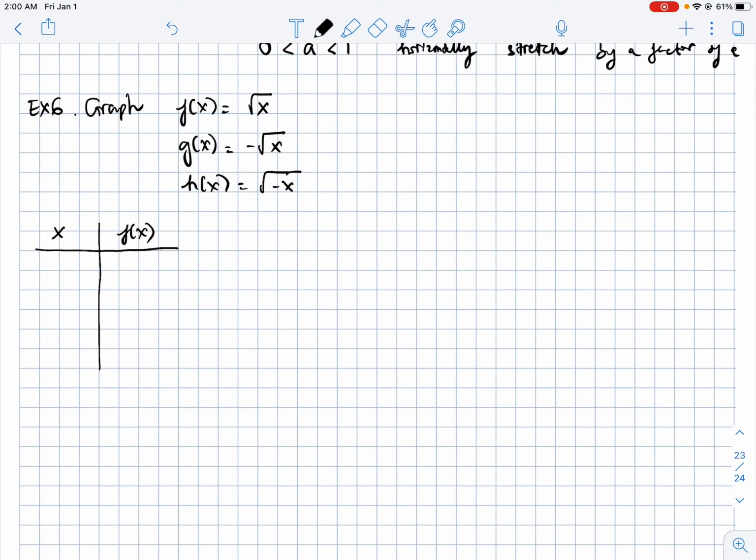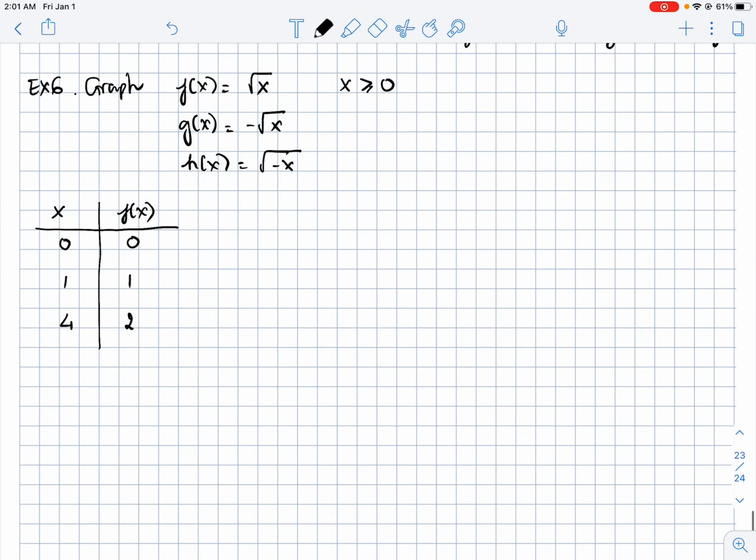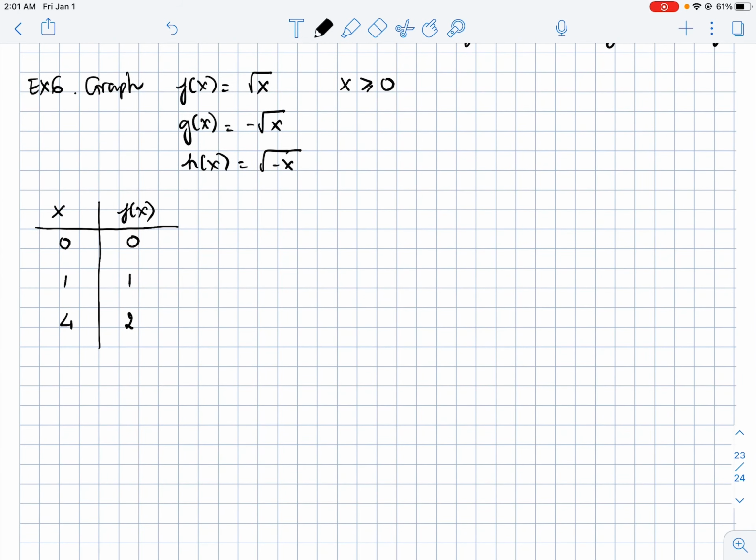Example number 6, we want to graph the three functions at the same time. The function f of x is the square root of x. You can see that the domain is starting from 0 and all positive numbers. So 0, 1, and 4. Square root of 0 is 0, square root of 1 is 1, square root of 4 is 2.